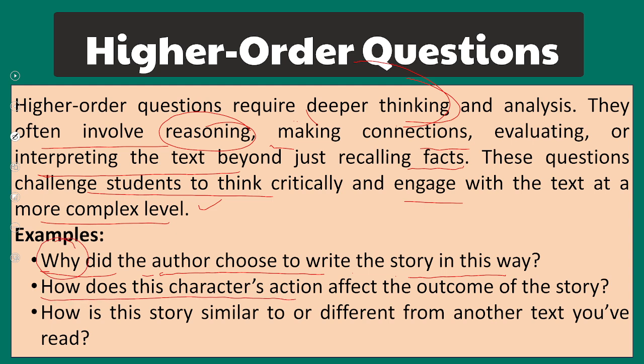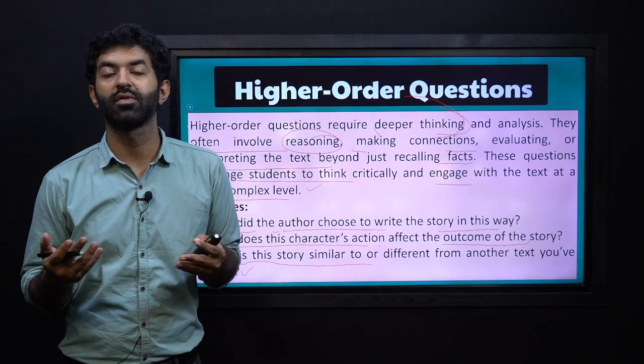How does this character's action affect the outcome of the story? So how questions, they are also higher order thinking skill questions. How is the story similar to or different from another text you have read? Again, all these three questions are higher order thinking questions.